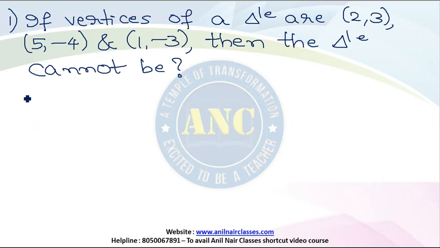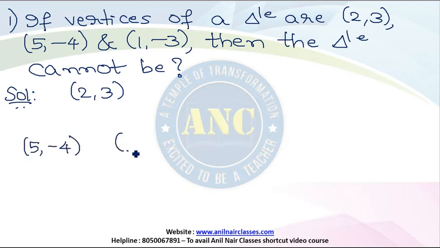Now see here, sir. Think a little logically. You will get the answer. (2, 3) is one point. (5, minus 4) is another point. (1, minus 3) is another point. The diagram is not drawn to scale. I am just representing with three points.